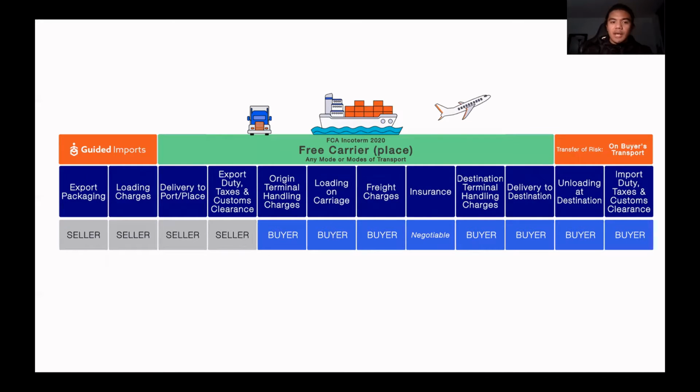So this is the illustration of what a free carrier is. If you look over here, export packaging, loading charges, delivery to port or place, whatever designated drop-off there is, and export duties. In a free carrier, something to note is the seller pays for export duties since the cargo is leaving the country, and the buyer pays for imports since the cargo is arriving in their country.